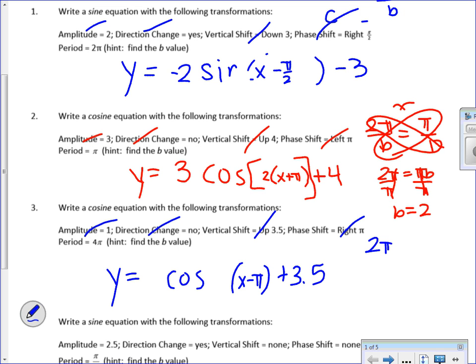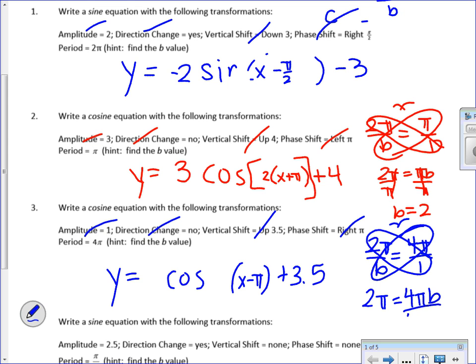So you have 2 pi over b is equal to 4 pi over 1. Some of us are going to get this wrong, so don't be that person. Okay, you cross multiply. 2 pi is equal to 4 pi b. You divide by 4 pi to get the b alone. The pi should cancel, and don't say 2.